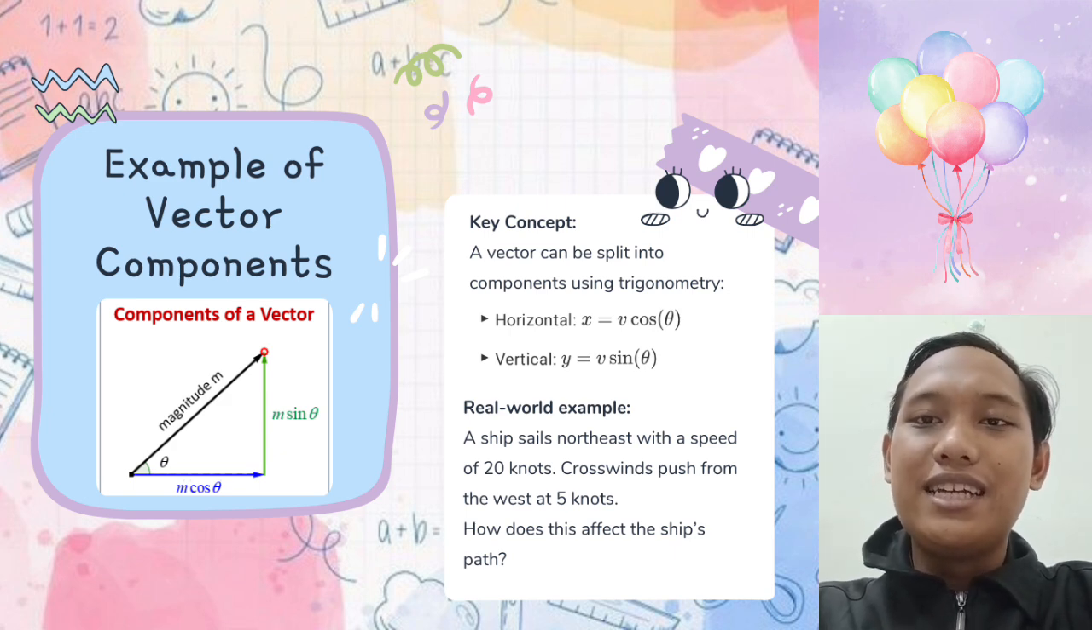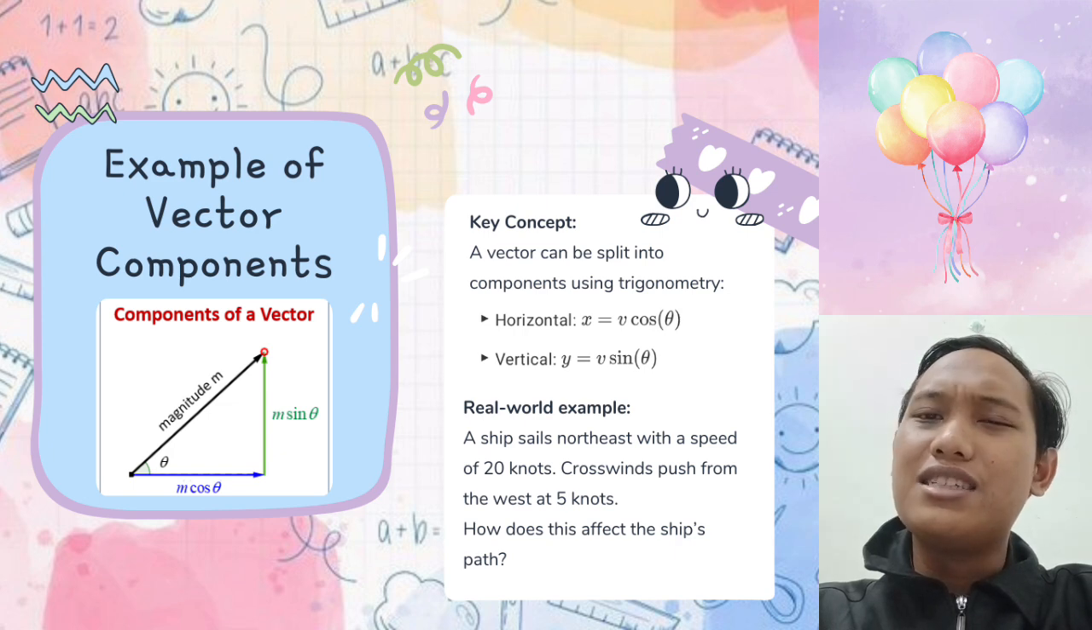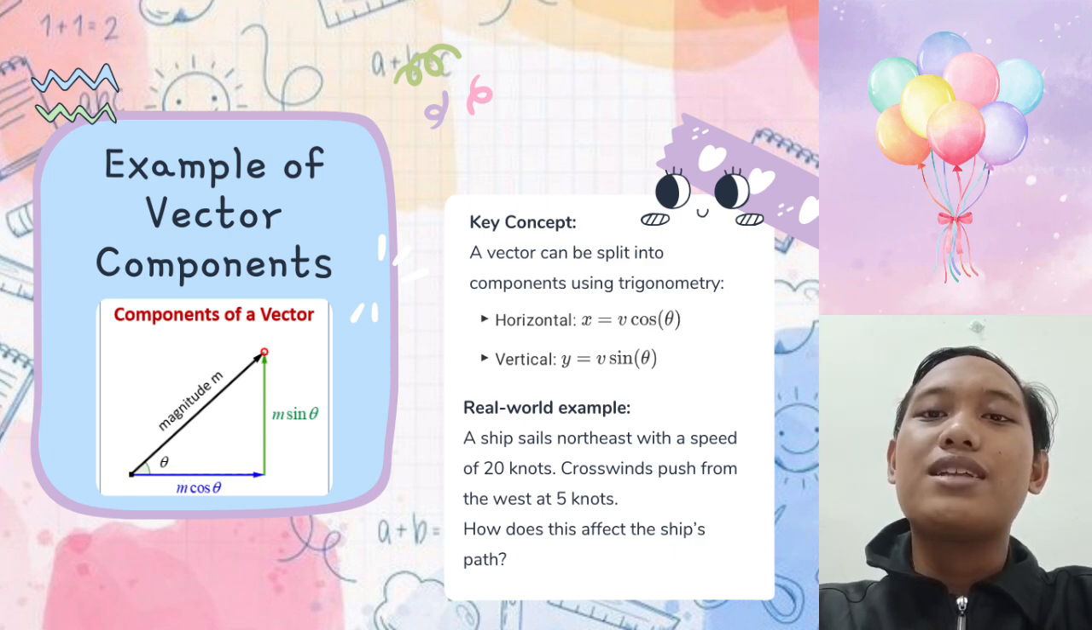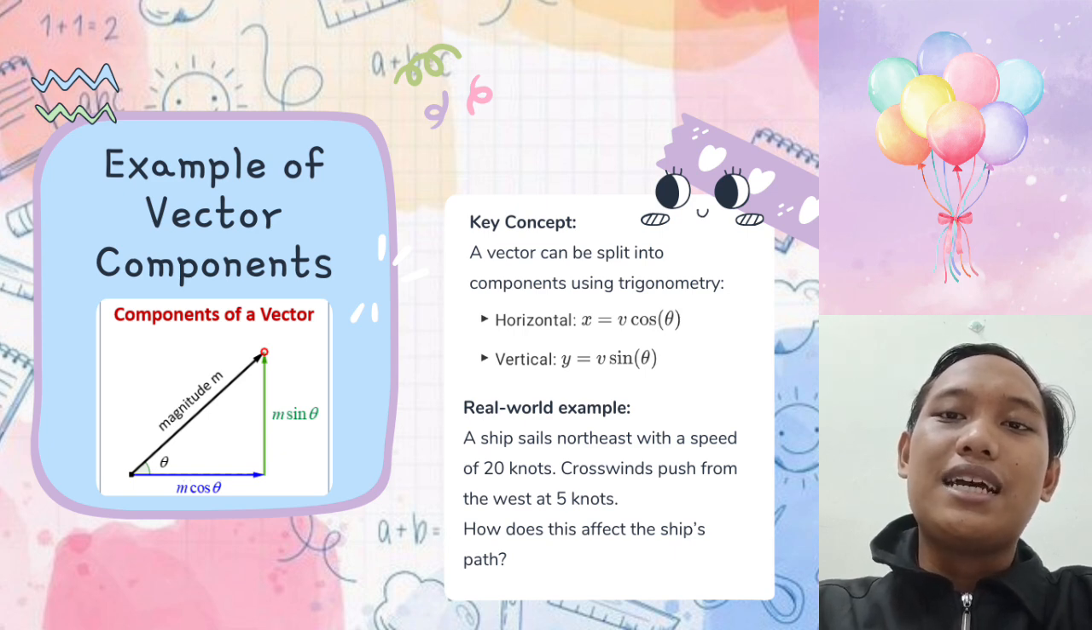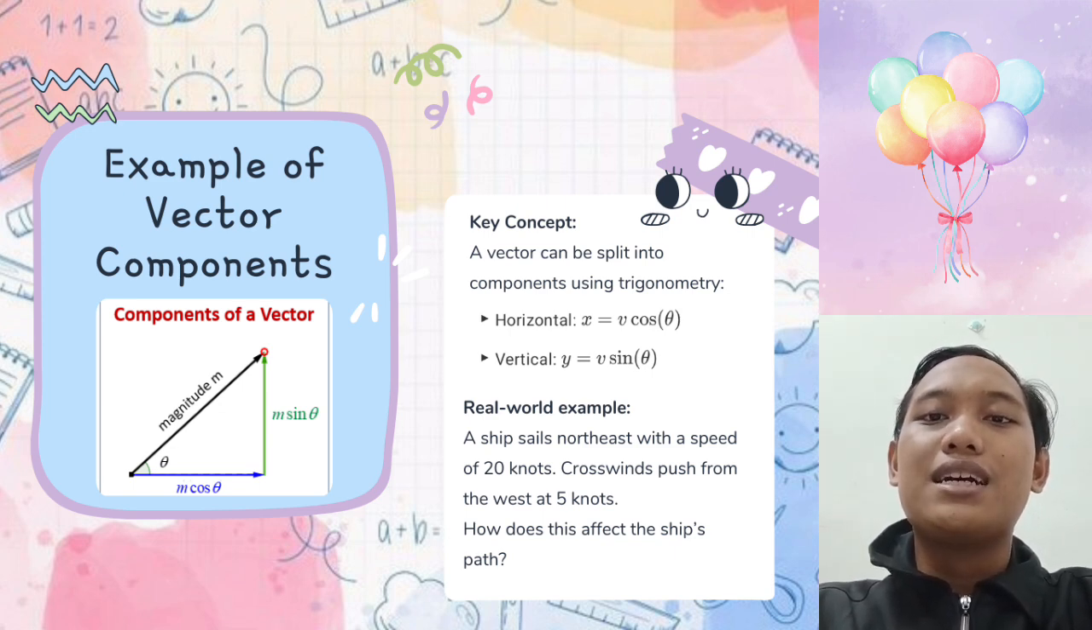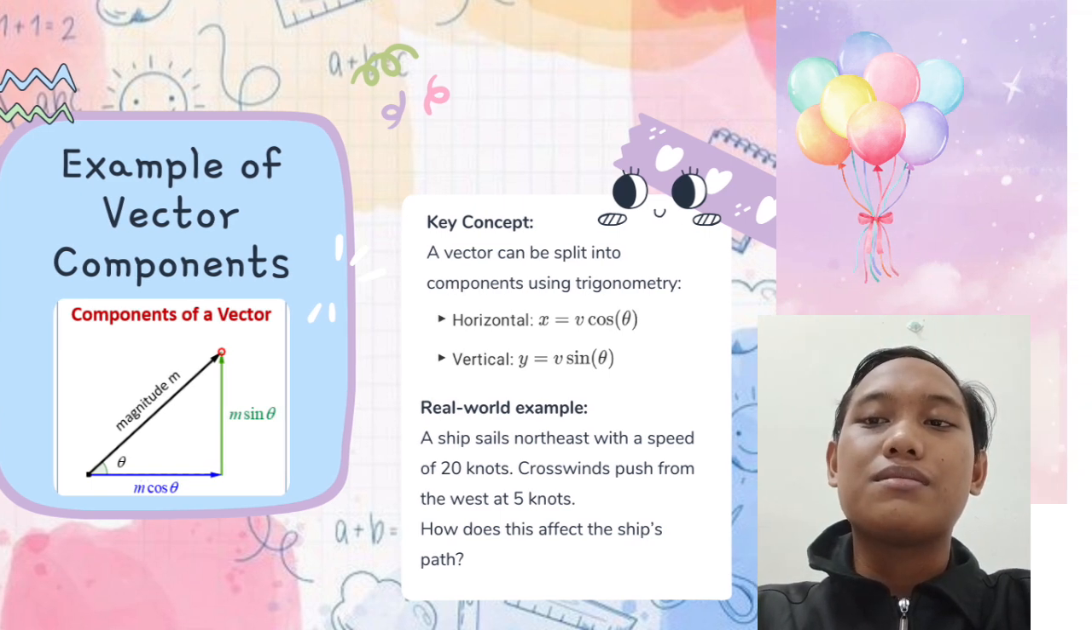For example, let's say a ship sails northeast at a speed of 20 knots. At the same time, a 5-knot crosswind blows from the west. Instead of guessing where the ship will end up, we can split both the ship's movement and the wind into their horizontal and vertical components. By calculating each part separately using sine and cosine functions, we can determine the ship's true path. This method helps navigators accurately correct their course, ensuring they don't drift off target due to unexpected forces.